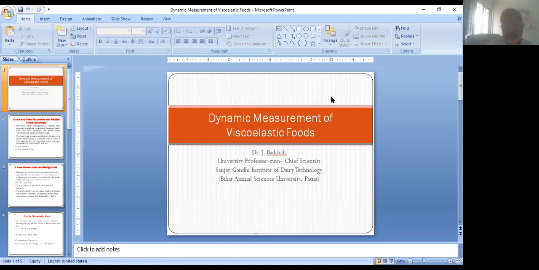Oscillating mode is the mode in which the lower plate is oscillated at a frequency omega radian per second. However, the upper plate is not given any frequency, but between the upper plate and lower plate, the viscoelastic fluid material whose viscoelasticity is to be measured is kept. So as soon as the oscillation is given to the lower plate, the oscillation in the fluid material as well as in the upper plate will be induced.